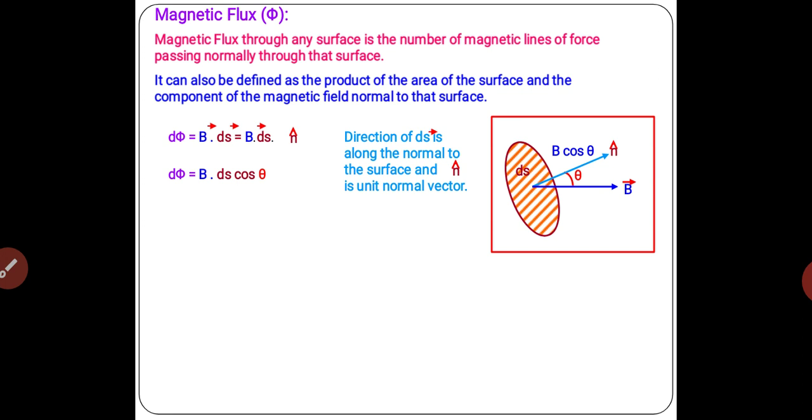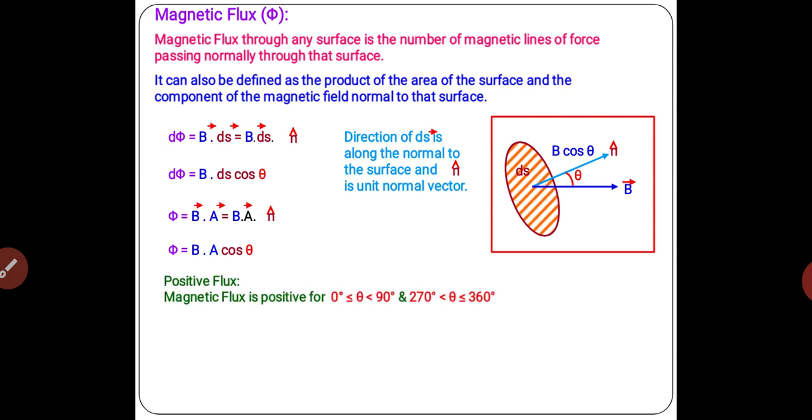It can be simplified as dφ = B dS cos θ, where B is the magnitude of the applied magnetic field, dS is the magnitude of area, and θ is the angle between n cap and B bar. For total area A, the total magnetic flux linked with the area is given by the dot product of magnetic field and area vector, which can be simplified as φ = BA cos θ.